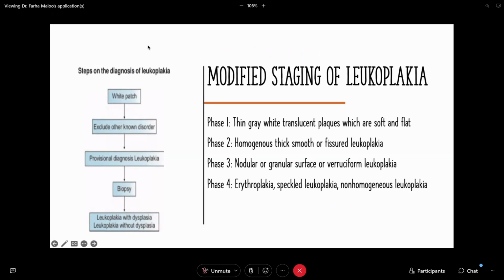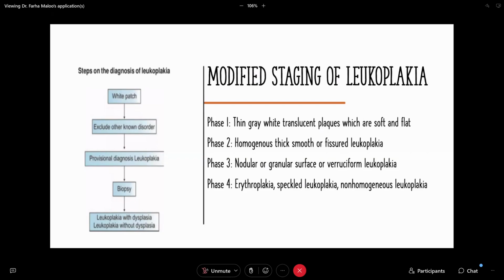How to diagnose a leukoplakia? Any whitish patch, if we rule out that it is any other disease which we have discussed today, we will provisionally diagnose it as leukoplakia. We will post the patient for a biopsy, and the biopsy will reveal a leukoplakia with dysplasia or without dysplasia.